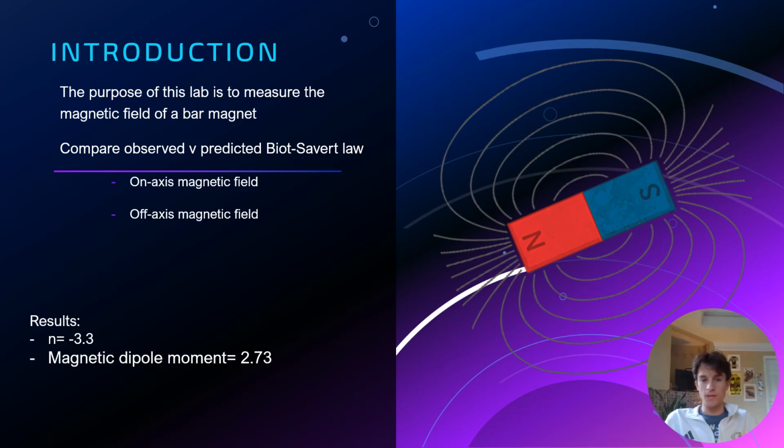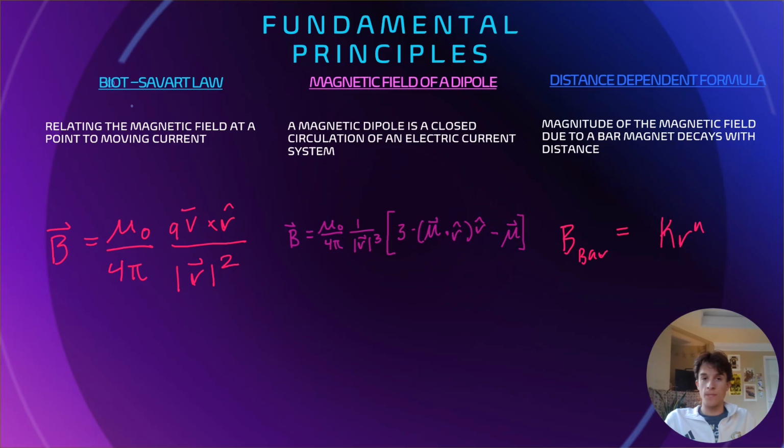So the purpose of this lab was to measure the magnetic field impact of a bar magnet using our phone's magnetometer. We'd then use this to compare observed versus predicted values based on Biot-Savart's law. We do this both on-axis and off-axis for the magnetic field. And some previews of the results are that the n value was negative 3.3 and the magnetic dipole moment was 2.73.